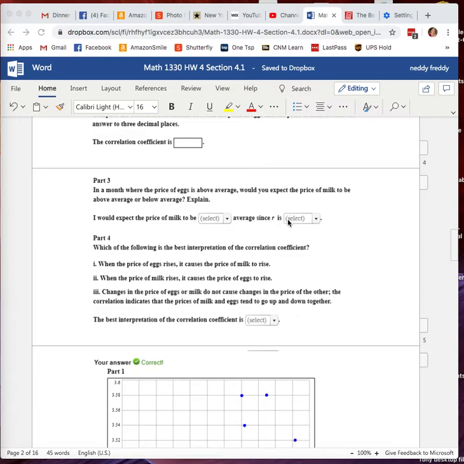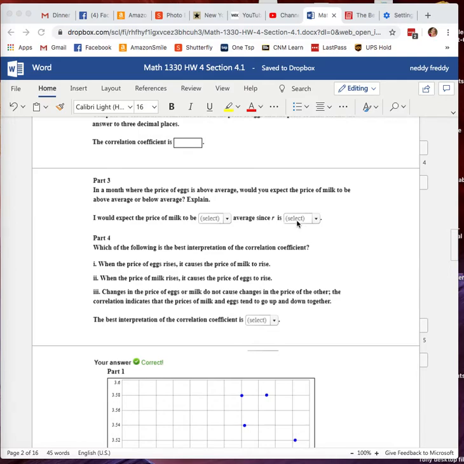If you select positive, and because your R value is positive, then if your X is above average, then your Y would also be above average. So then you would say, in this case, since eggs are above average, you'd say you expect milk to be also above average. The only time those would not match is if your R value is negative.